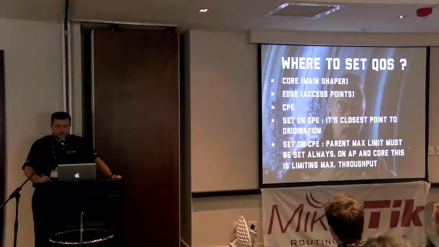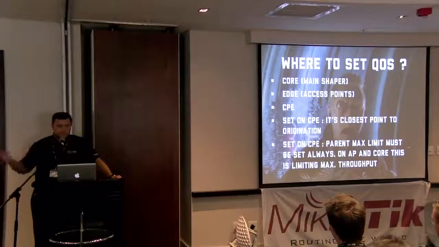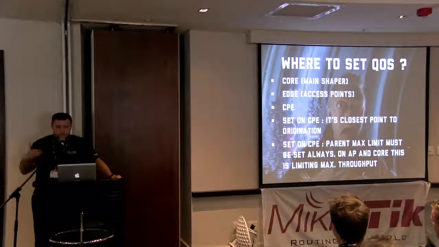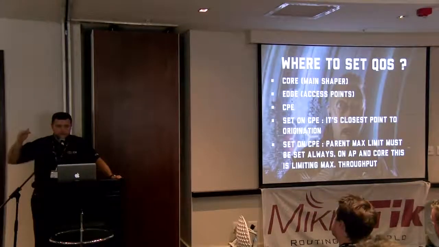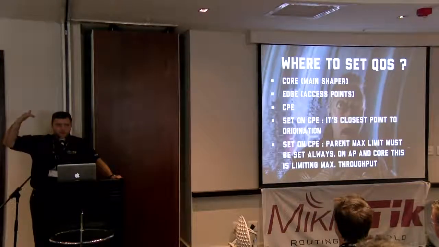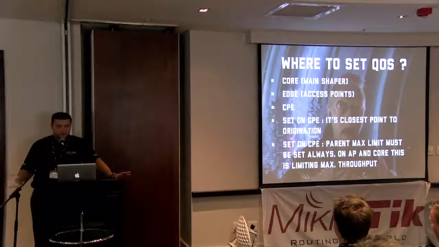How can we do it? The first question is where to set QoS. We can set QoS on the main shaper, on the edge, and on the CPE. The edge is an access point, for example. The disadvantage of doing QoS on the core or on the edge is that we always need to specify the maximum speed to make QoS work. The quality of service will start working only when the parent speed has been reached.